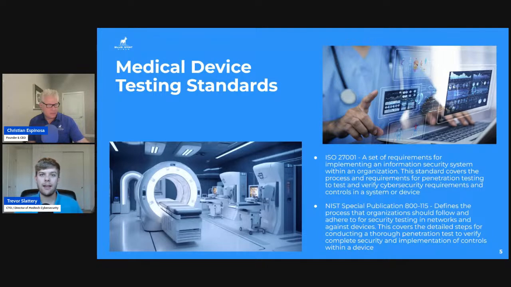What we are looking at here is a lot of the controls, things that we need to make sure are implemented: proper encryption controls, data masking, proper authentication, authorization. All of these are critical to have in a medical device, especially when we're dealing with sensitive information.